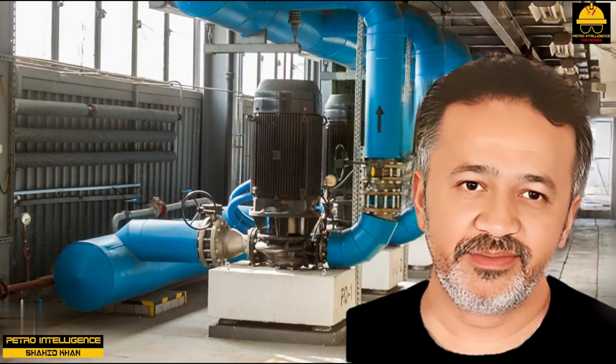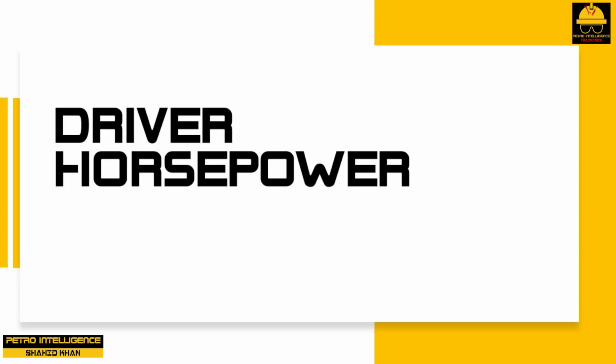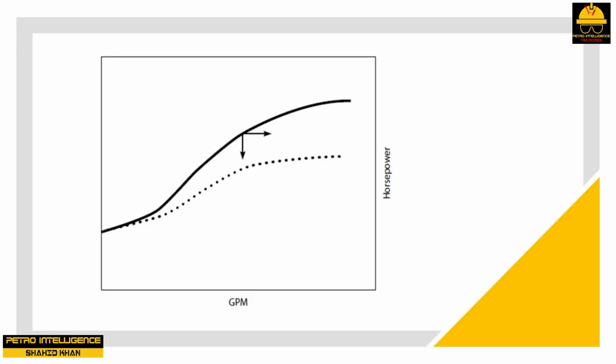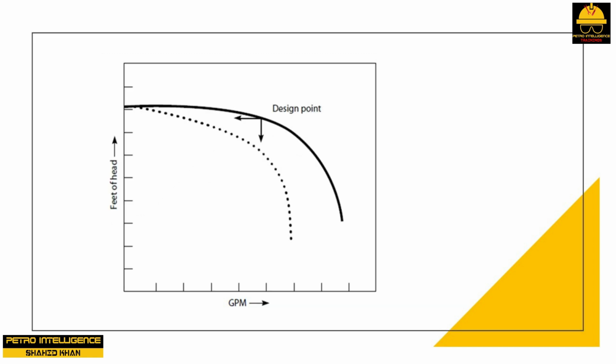Driver horsepower. Normally, increasing the flow from a centrifugal pump increases the amperage load on the motor driver, as shown in the picture. Driver horsepower is proportional to GPM times feet of head. As shown in the picture, as the flow increases, the feet of head developed by the pump decreases. On the flat part of the pump curve, the flow increases rapidly, while the head slips down slowly. Hence the product of GPM times feet of head increases.